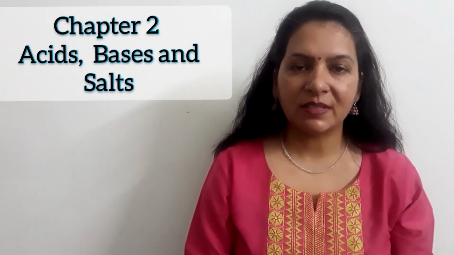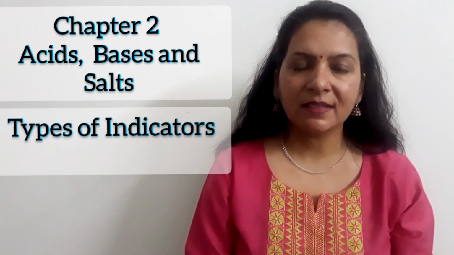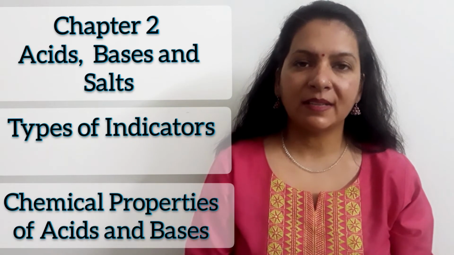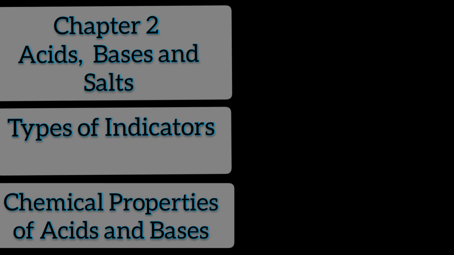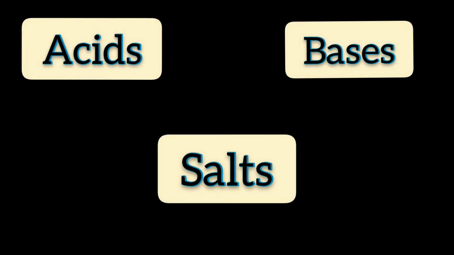Let's start with a new chapter, acids, bases and salts. In this video, I'll explain types of acid-base indicators and the chemical properties of acids and bases. Before we proceed, let's see what are acids, bases and salts.